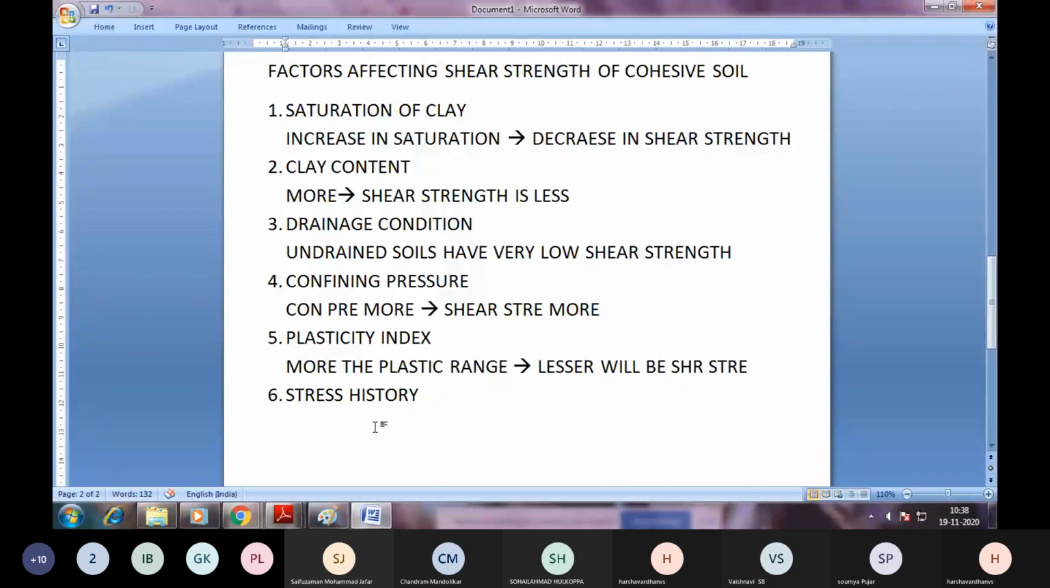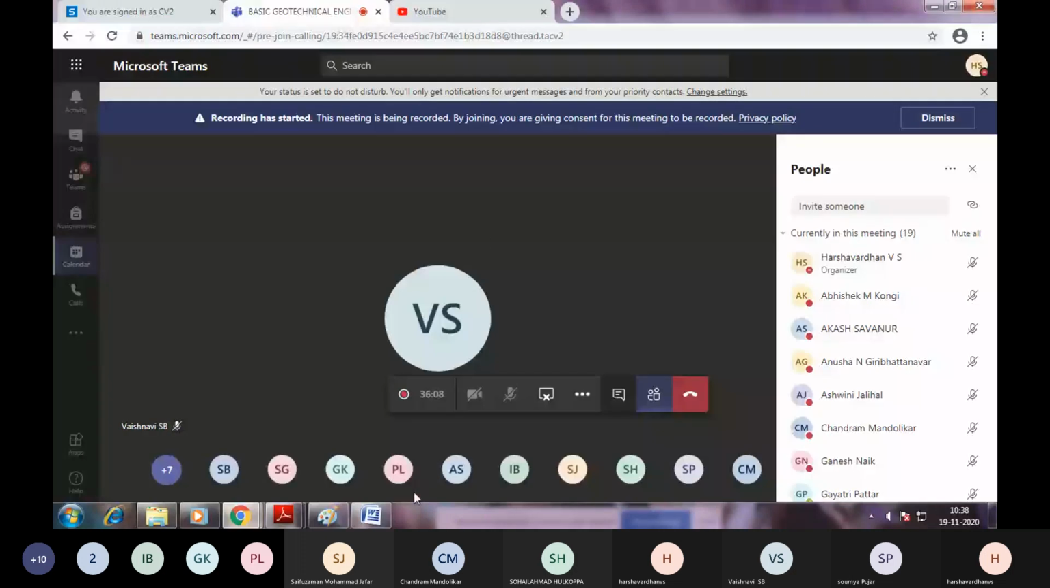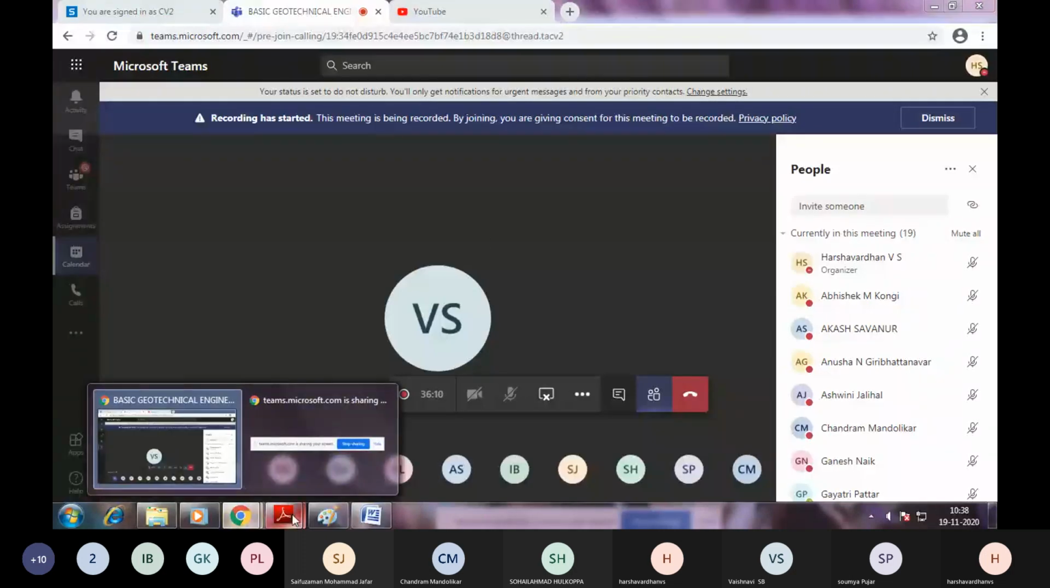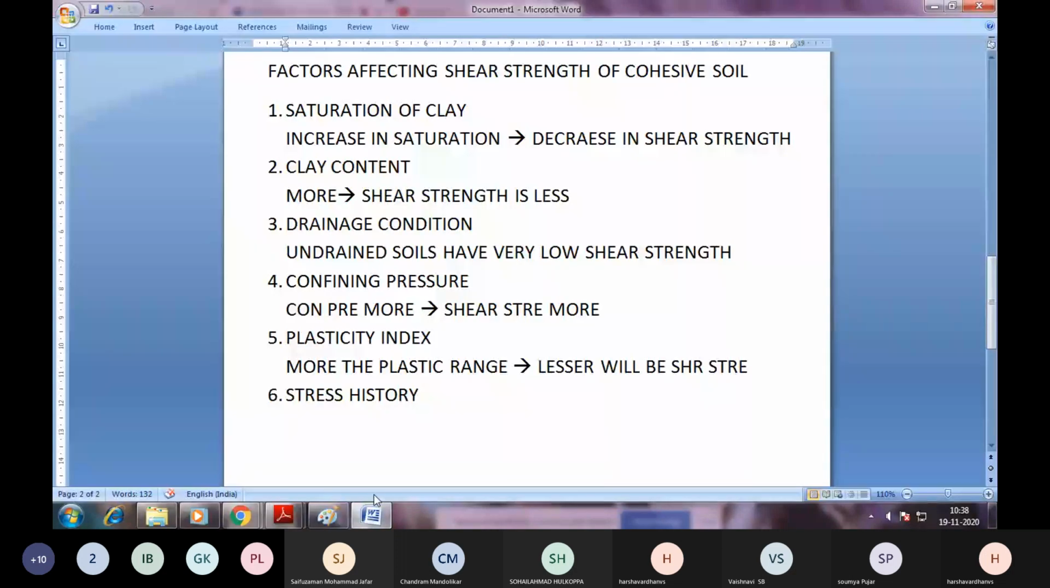So these are the factors affecting shear strength of the soil, and it is different for cohesive soil and cohesionless soil. The next topic is a small topic: sensitivity of clay and thixotropy of clay.